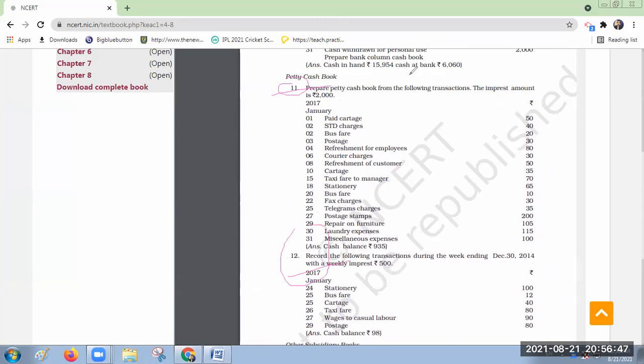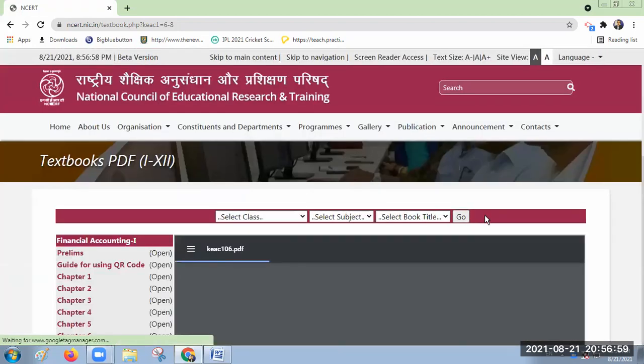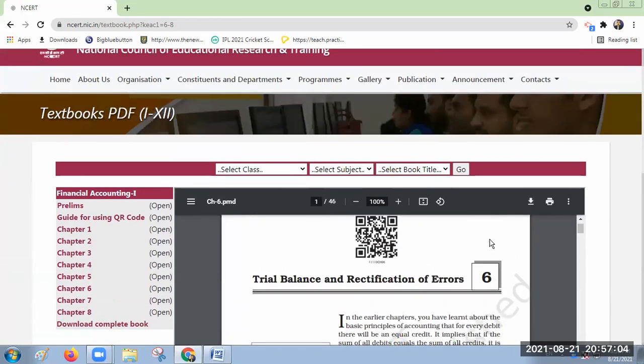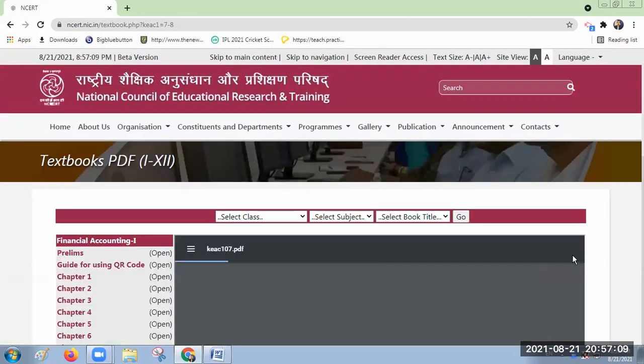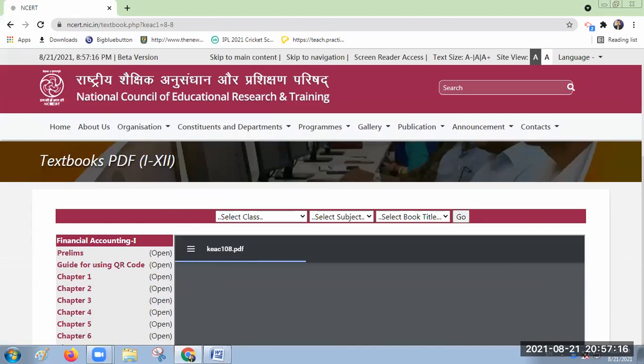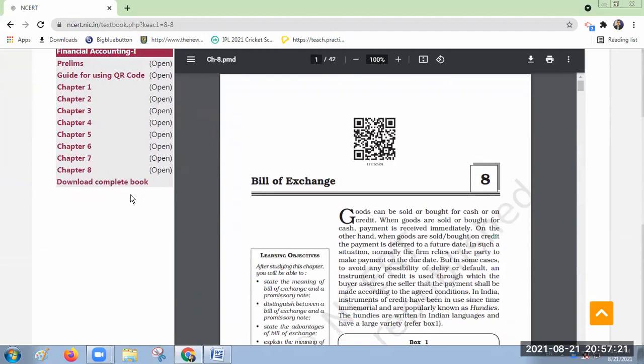And what is the next chapter? Just to see, what is the bank reconciliation statement? Yes, sir. Then the 6th chapter. What is the 6th chapter? Trial balance and rectification of errors. Very good. 7th one? Depreciation, provisions and reserves. Okay. 8th one? Bill of exchange. That's very good.